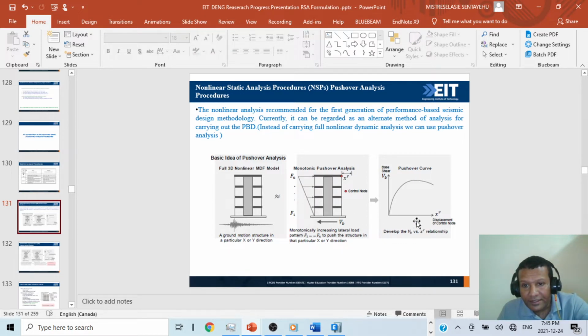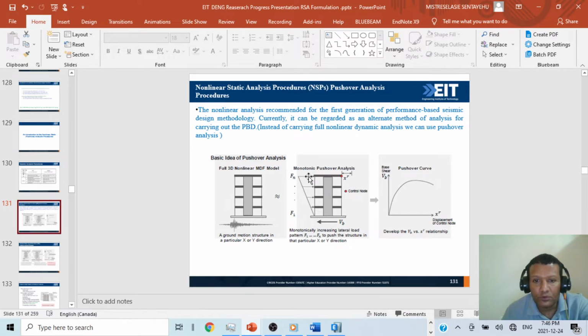Once we push it, for each push starting from 0, we extract the displacement XR and the base shear for the first push here. Base shear means just the cumulative of forces, each force in our structure. When you add them up, the summation becomes the base shear. This is how we construct the pushover curve, a relation between base shear and displacement. This is the basic concept of pushover analysis.